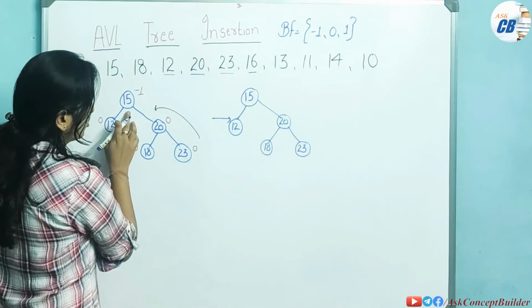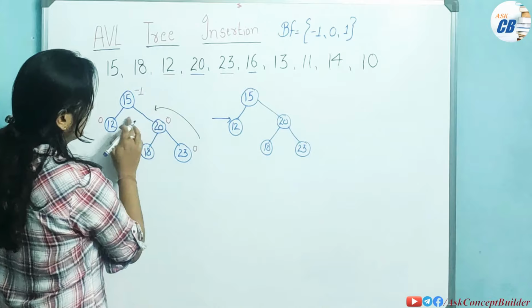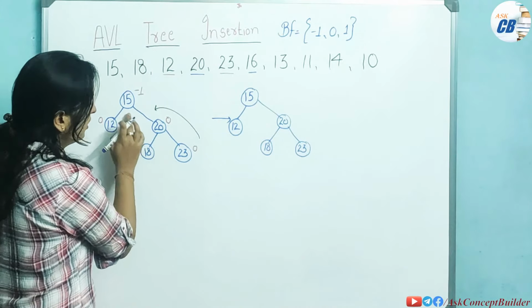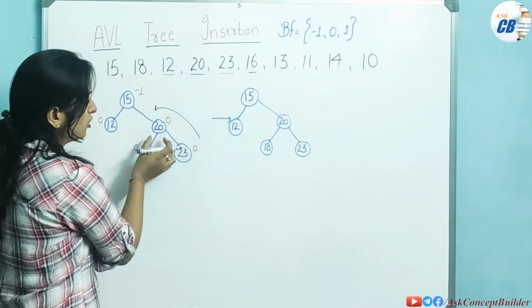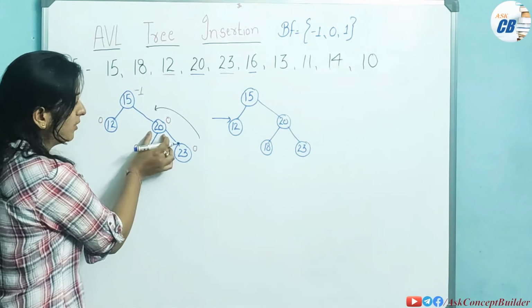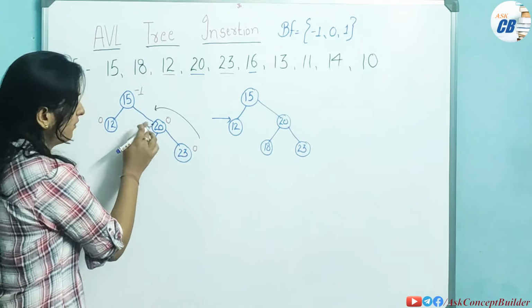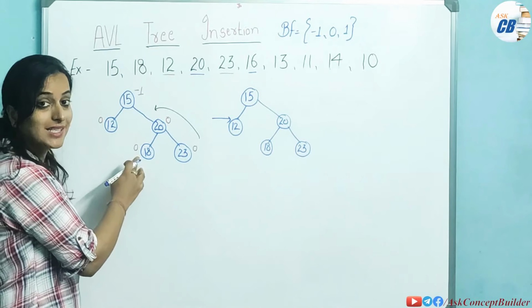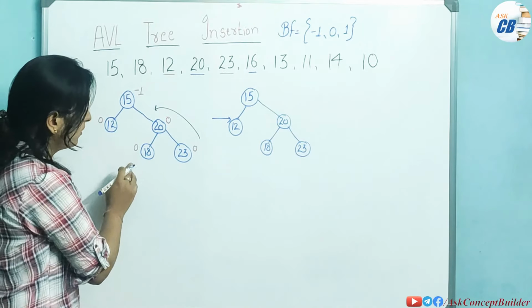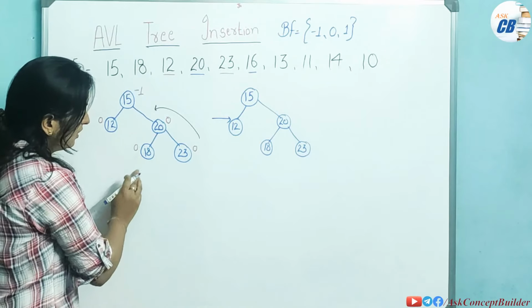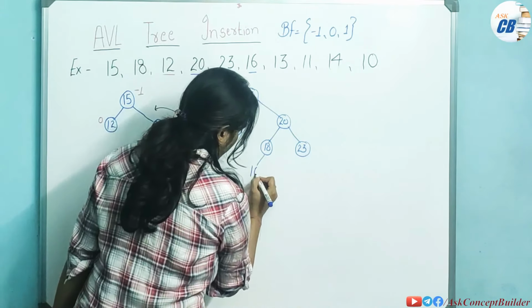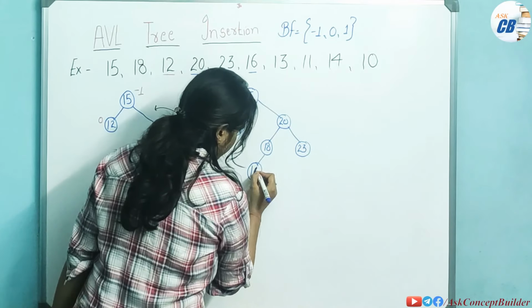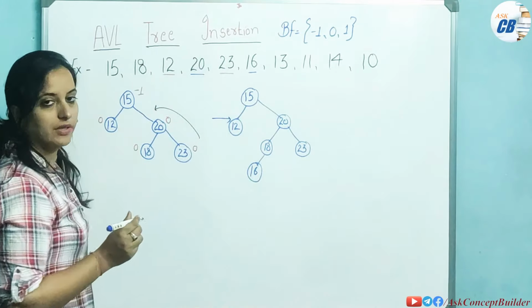16 will come where? This is your 15, so 16 is greater than 15, so it will come to the right of 15. Now 16 is smaller than 20, so it will come to the left of 20. Now again 16 is smaller than 18, so it will come to the left of 18, means 16 will come here.